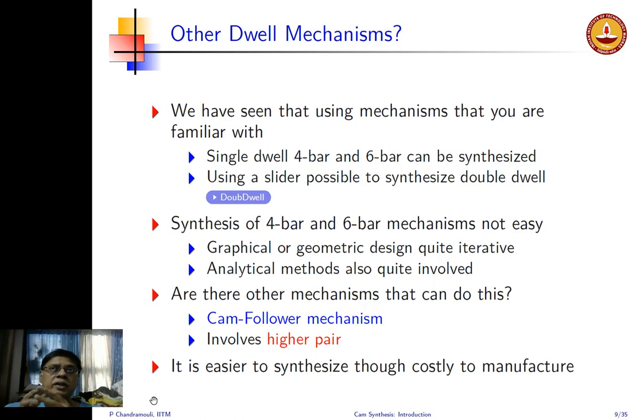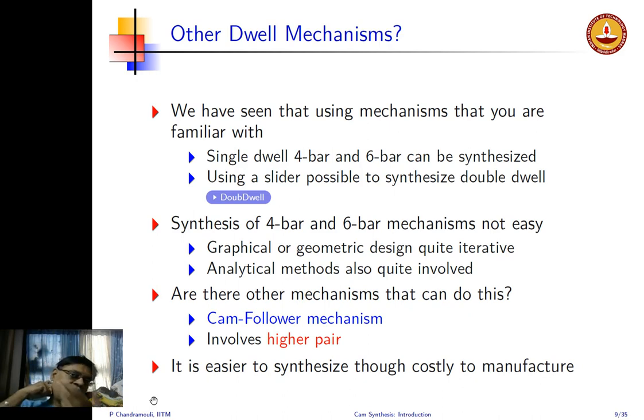While it is possible using coupler curves to generate single dwell and double dwell mechanisms, one of the major problems is that it's not very easy to design this. Either through the graphical method, the geometric design is quite intensive, not quite easy to do. Of course, you can resort to analytical methods, but that is also quite involved. So then the key question is, is there a better way to do this?